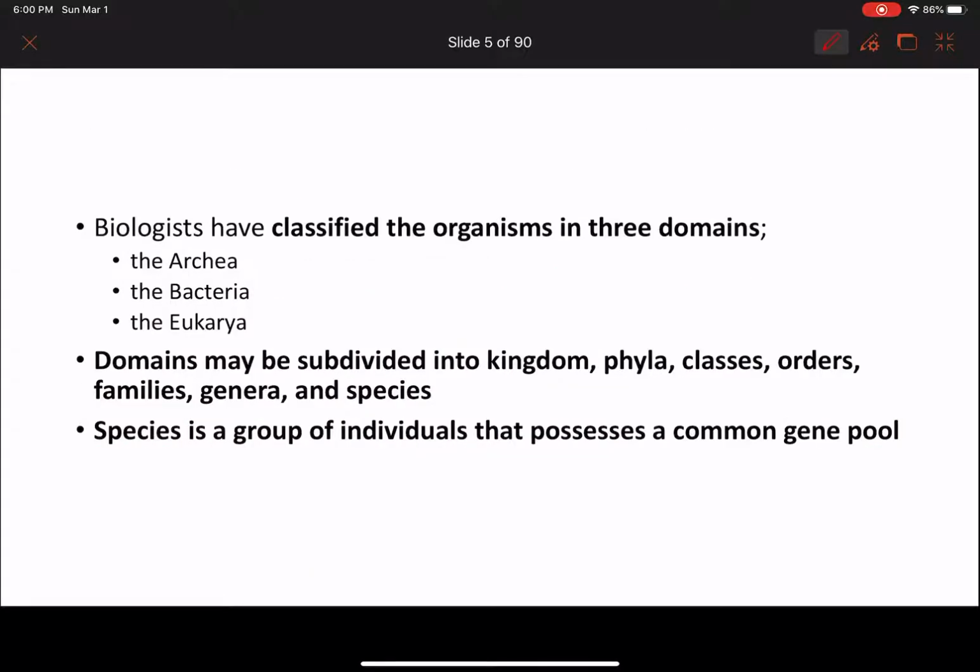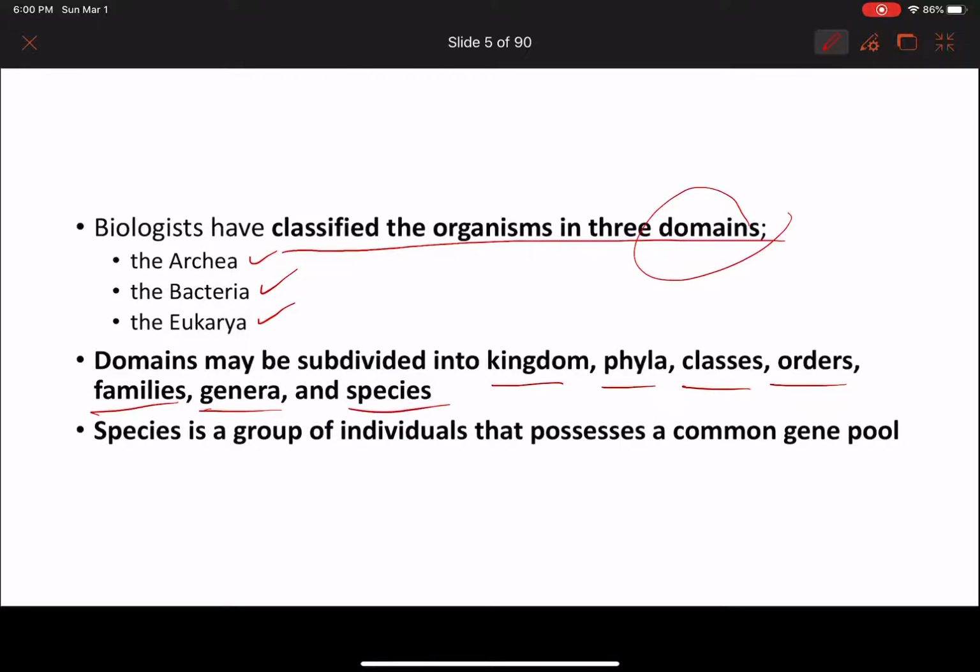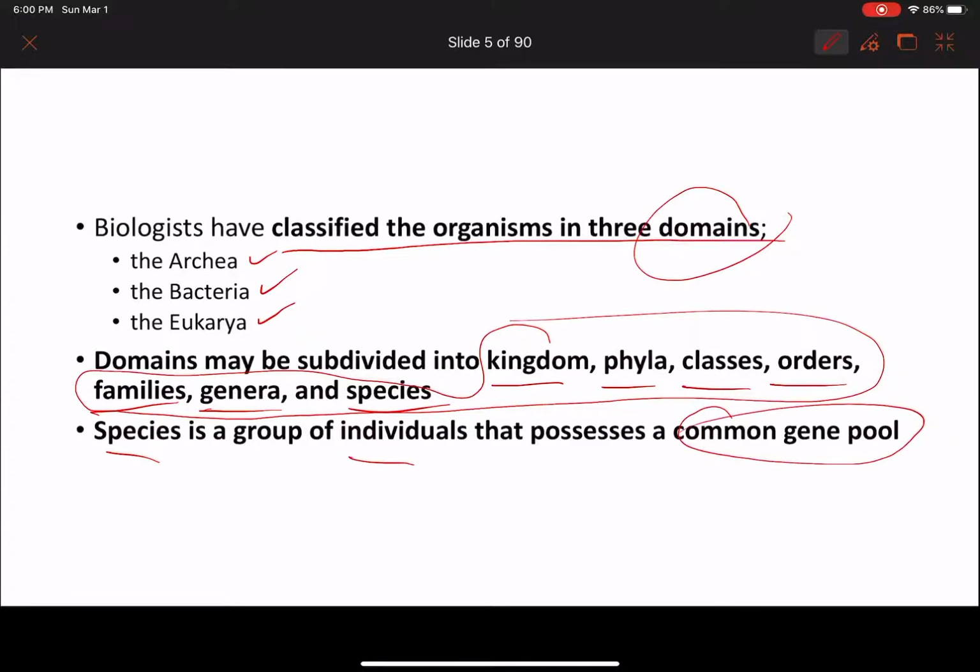Biologists classify the organisms into 3 domains: the archaea, the bacteria, and the eukaryote. Of course, these domains can be subdivided into kingdom, phyla, classes, orders, families, genera, and species. At the end, species, at the bottom, this is the tree of the subdivisions of all the domains. Species is a group of individuals that possess a common DNA.